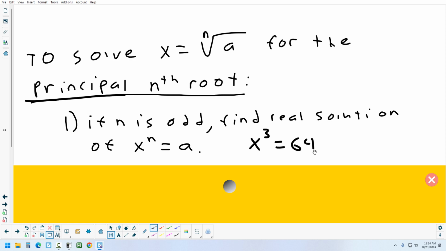Yeah, I would cube root it. I would cube root, and I would cube root. So I get x equals the cube root of 64. So now, to simplify that, all we have to do is just take the cube root of 64, which would be how much?